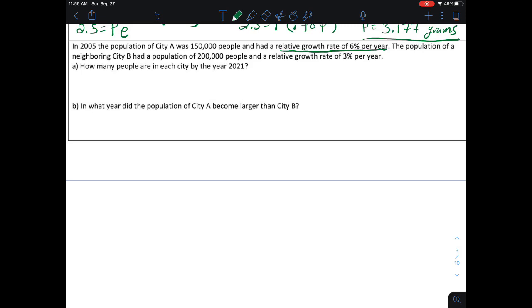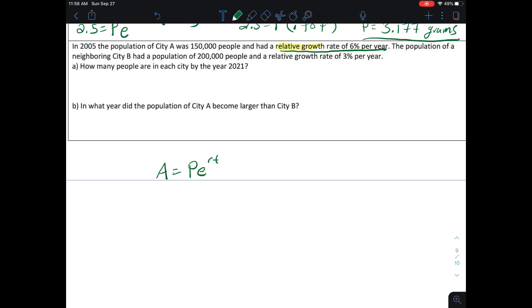And they want me to figure some information out. Well, we're going to use PERT because there's not a defined number of times that the rate is compounding at. And also, if you see relative growth rate, that's also an indicator. The word relative means that we're going to use this PERT formula. So A equals P times E to the RT power.